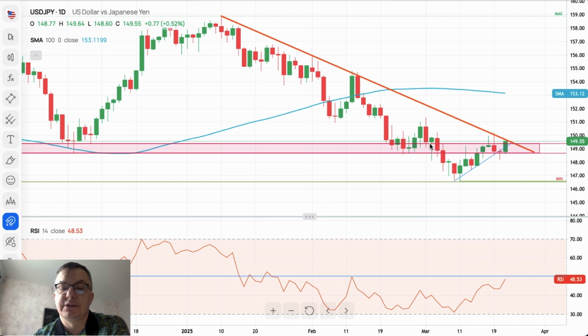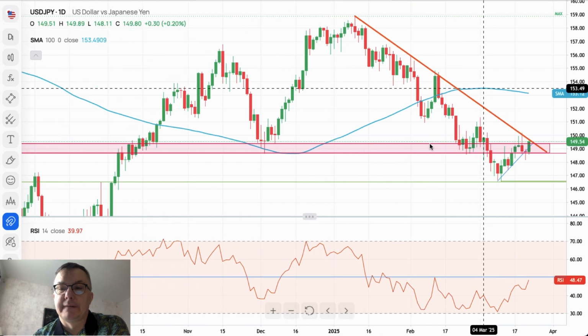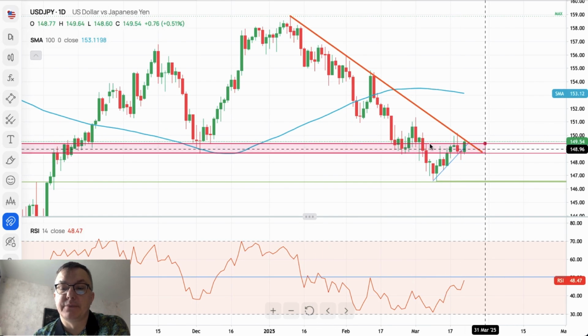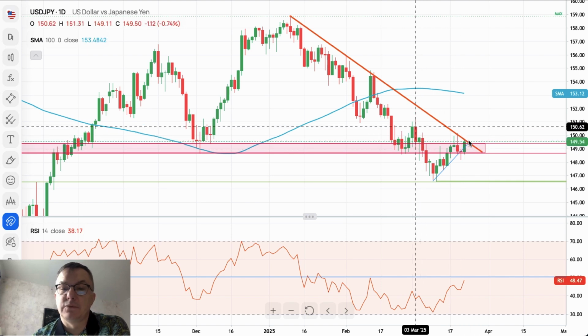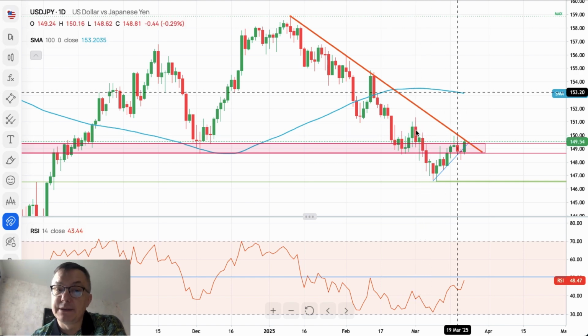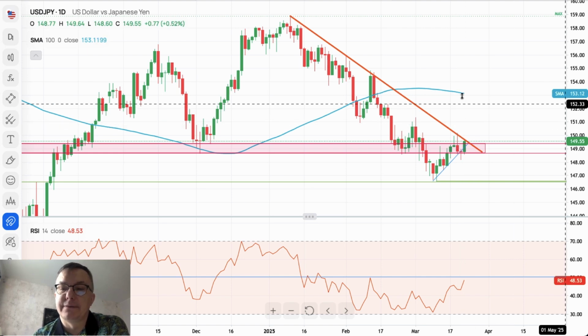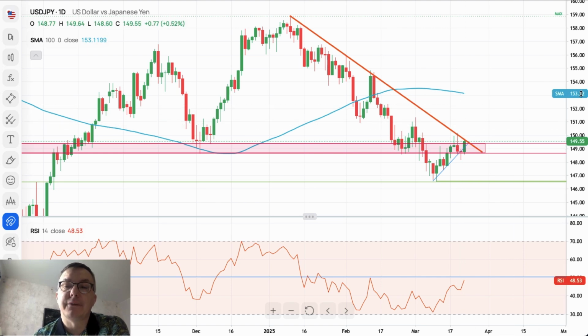The situation here is quite intense, because if we break above the trend line, the next target for the bulls is the local swing high 151.31, and then it's very close to the 100 periods moving average on the daily time frame chart. So a super intense and important level, 153.12.